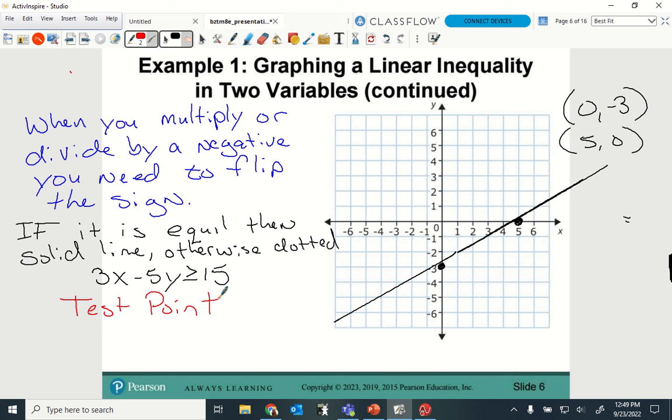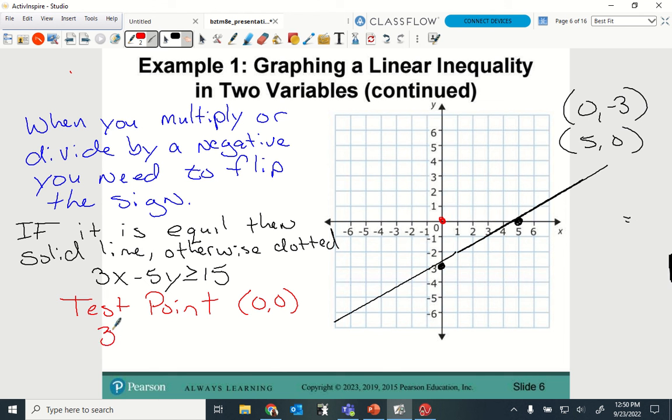So I'm going to have a whole bunch of numbers that it can be, so I'm going to test a point. What I always like doing, I like testing zeros. Zeros make my math easy. If you plug in this point right here, and if it's true, then guess what? This all works above the line. If it's false, if it doesn't work, then it's all below the line. So you're just going to pick a test point, and I highly recommend that you don't sleep through this part, because you want to try and plug in zeros to make your life easier. So I'm going to use the test point 0, 0 here.